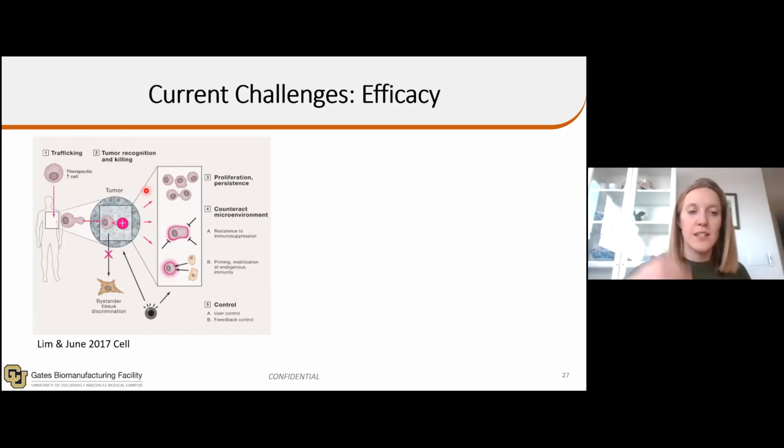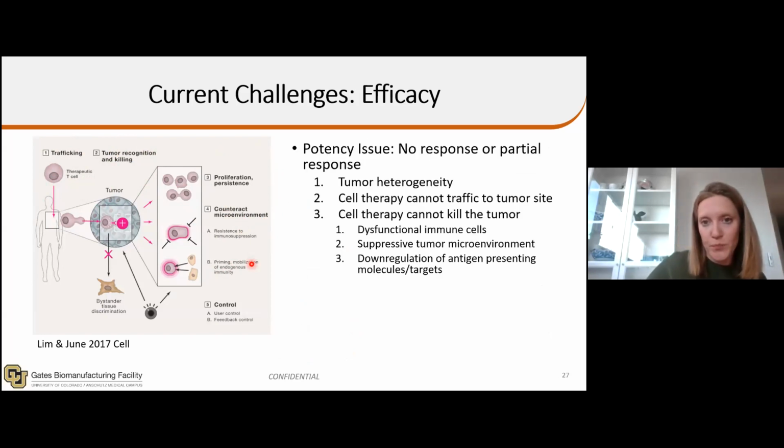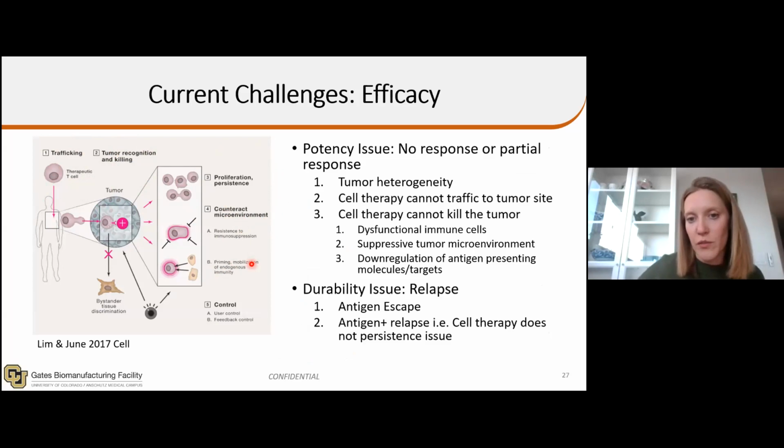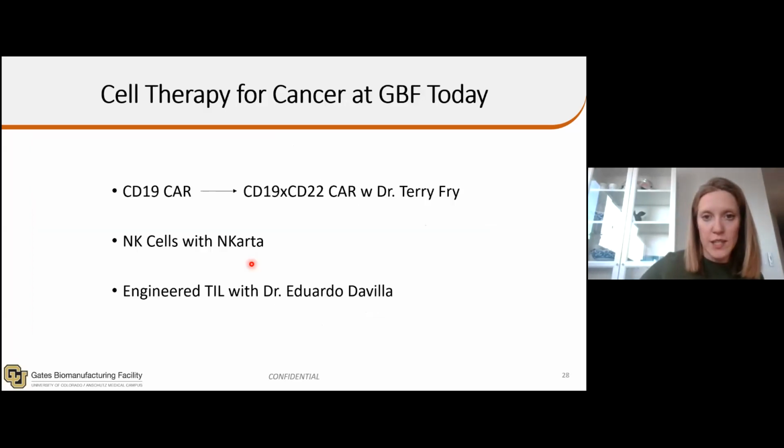All of those pathways need to still be intact. It needs to proliferate and persist, and then it needs to counteract the tumor microenvironment. So there's all kinds of suppressive molecules in addition to those checkpoint inhibitors. There's lots of things that are shutting down the immune system. And I think I've covered most of this, so I'll just move forward, but basically there can be potency issues and then durability issues.